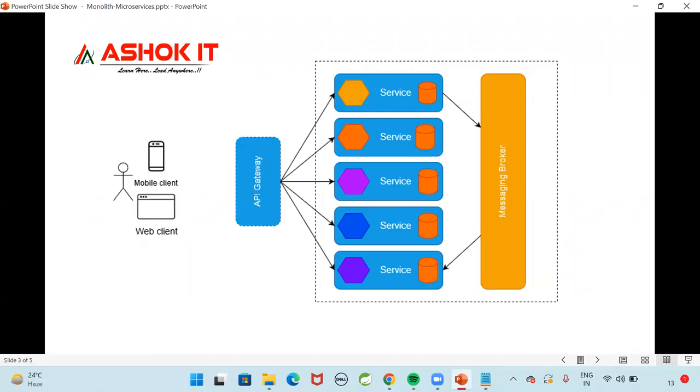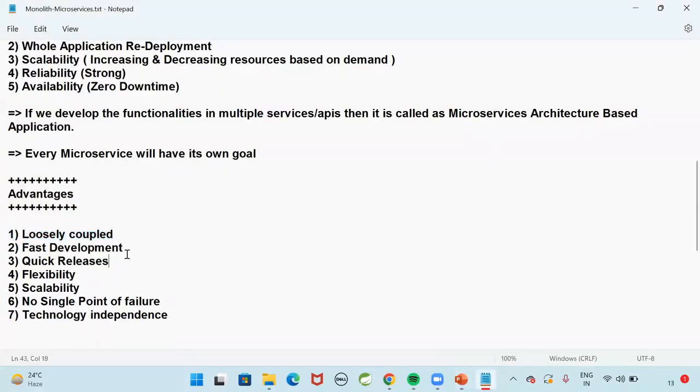So application services will be loosely coupled and the development will be fast, with quick releases. You no need to wait for the entire application to be completed. You can develop the first service and you can release it. Flexibility will be there, scalability will be there, no single point of failure, and technology independence.